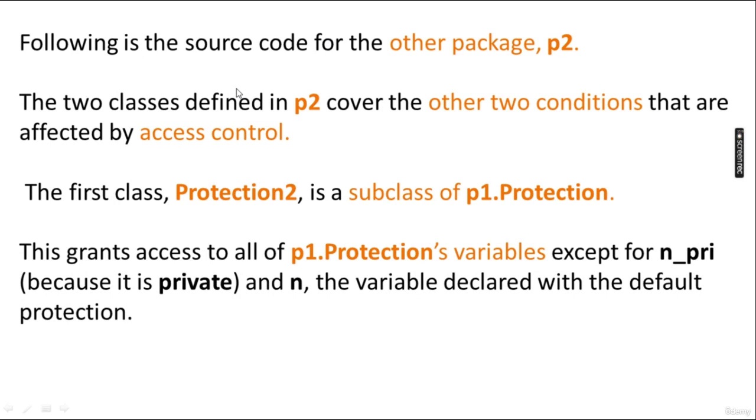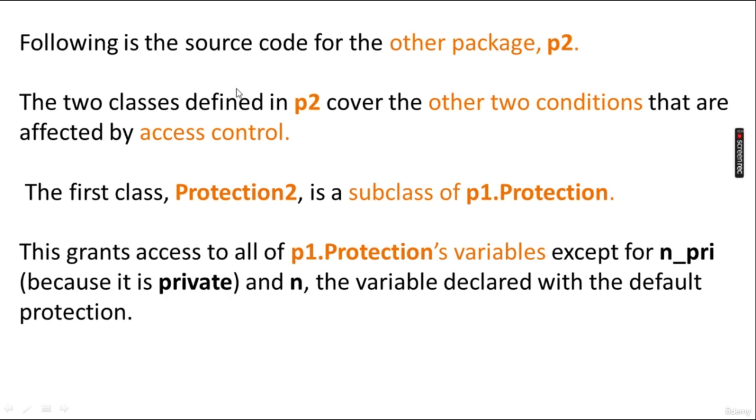Following is the source code for the other package, p2. Now we have completed the same package. Now we will go to the second package, that is p2. We have 2 packages and 5 classes. The 2 classes defined in p2 cover the other 2 conditions that are affected by access control.